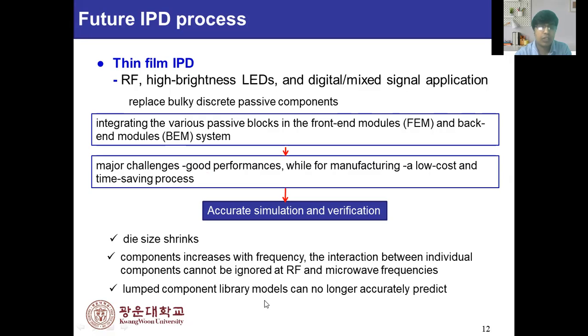And in the conventional fabrication technique, the lumped component library model is used, which can no longer predict accurate device simulation. So it is also a high cost and time consuming process. That's why there are a lot of design issues to be remembered, and IPD technology provides relief from that.